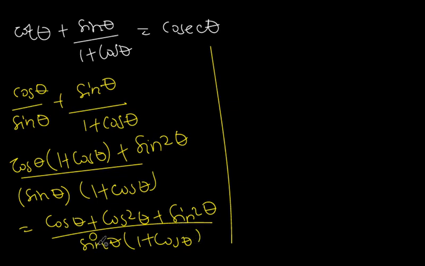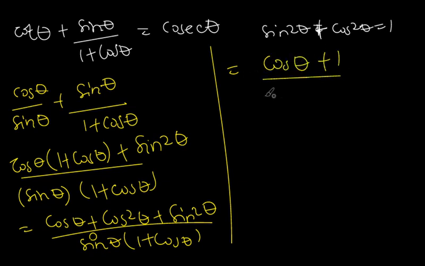So from here we can see that we have cos squared theta plus sine squared theta, which is equal to 1 from the identity, the first identity that we saw, that sine squared theta plus cos squared theta is equal to 1. So in place of everything over here, we are going to put 1 over there. So from here moving forward, we have cos theta plus 1 divided by sine theta into bracket 1 plus cos theta.